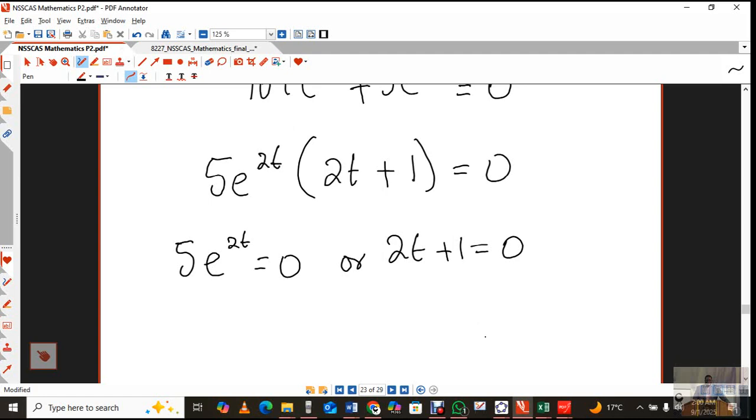Right, so what this is going to give you is e to the 2t is equal to 0, and it cannot, because we have to take the natural log of both sides, and here t will simply be minus half.